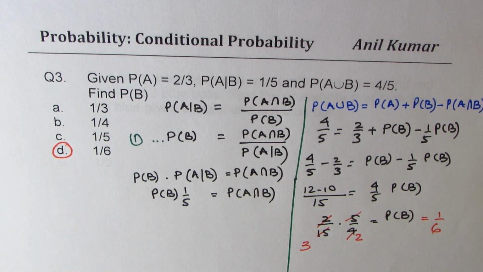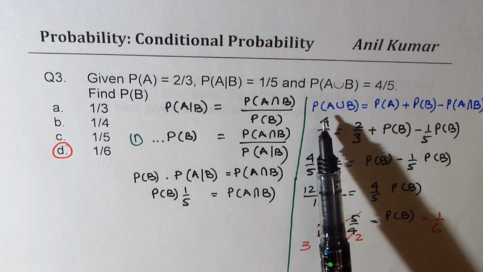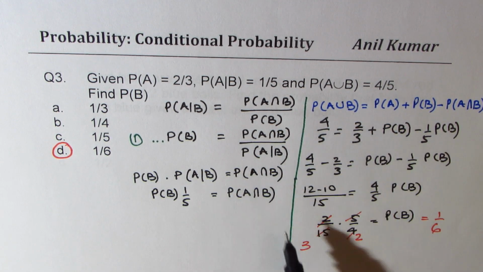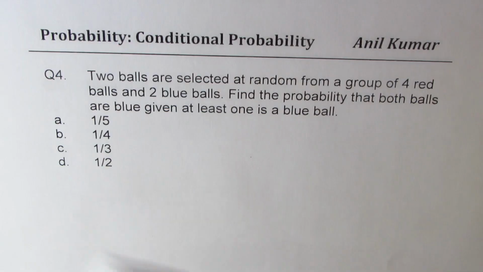Correct? So we have to rearrange 2 different formulas. We have learned both the conditional probability formula and probability of A or B. So when you combine them, you can solve such questions. I hope it makes sense.